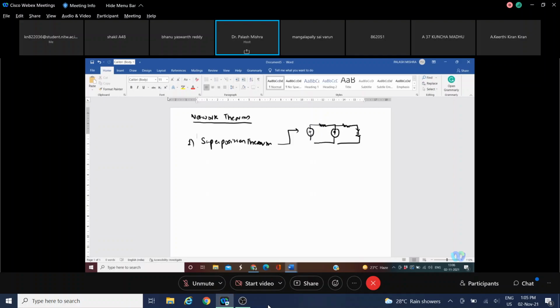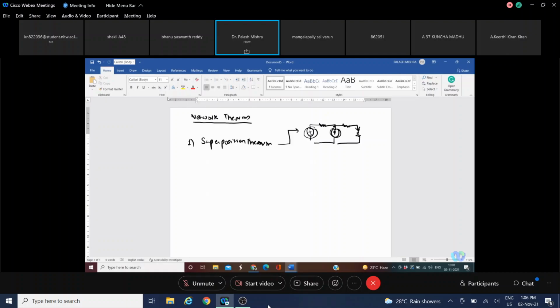Then either you can use the KVL or KCL equation, or you can use the superposition theorem. In the superposition theorem, you take these two sources individually and find the value of current in the element. You must have learned this in your first year syllabus also.